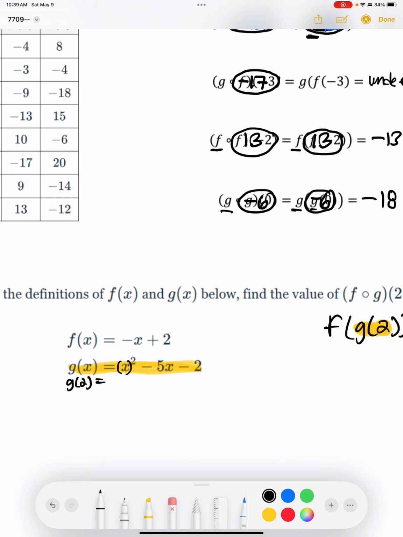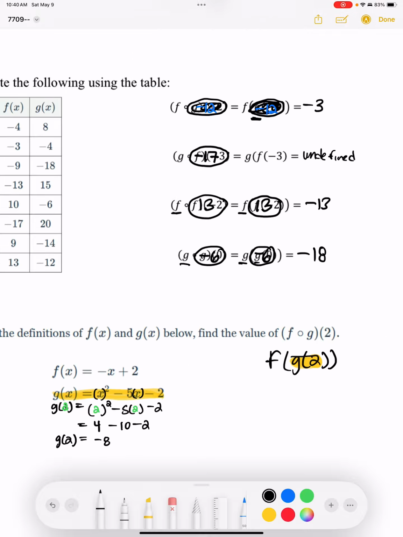This has to have parentheses, this one as well. So I'm going to put parentheses squared minus 5, parentheses minus 2. And all I'm doing is putting the number 2 into all the places where x used to be. And you need to find its value. So 2 times 2, that's 4. Minus 5 times 2, that's a -10, minus 2. Now put them all together, 4 minus 10 minus 2. 4 minus 10 is -6, minus 2, that's a -8. So g of 2 is -8.